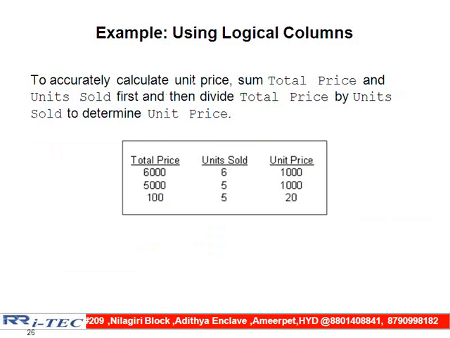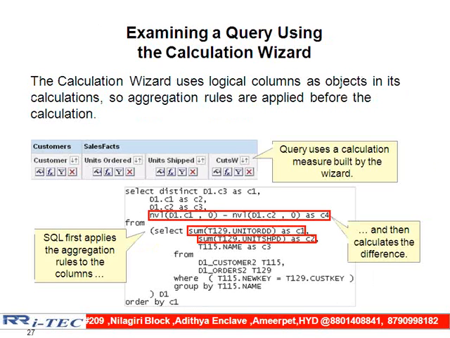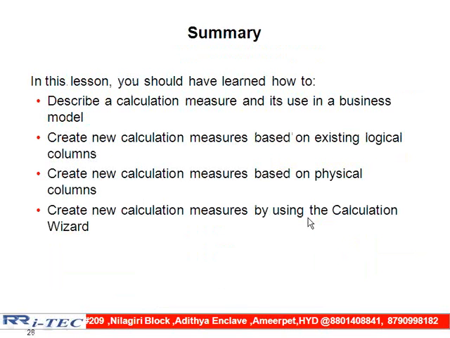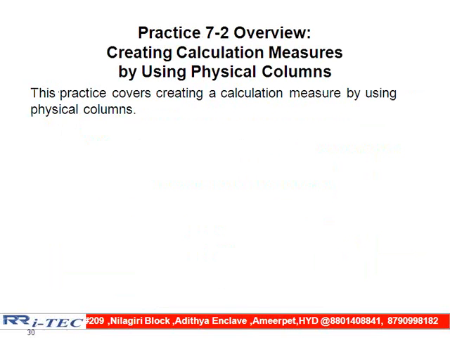Next, we went through the example using logical columns. Then we are going for the calculation wizard. The calculation wizard's extra functionality is what, sir? The NVL function will be there. That NVL function is the extra functionality that is applicable. Summary, you understand everything. Any questions on this chapter?